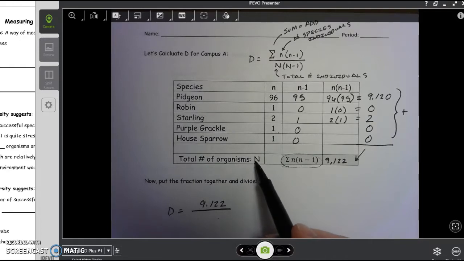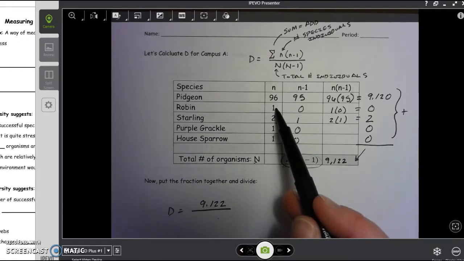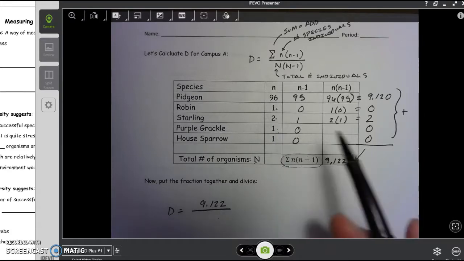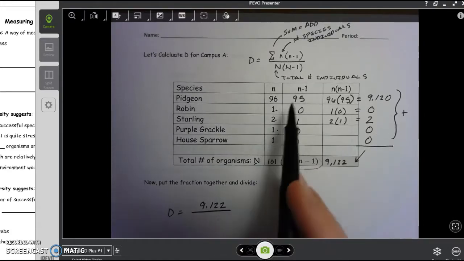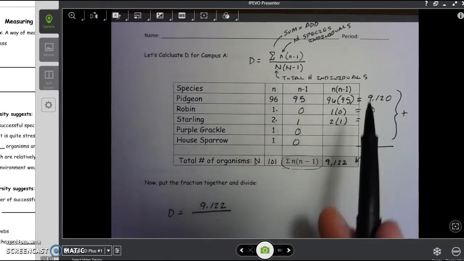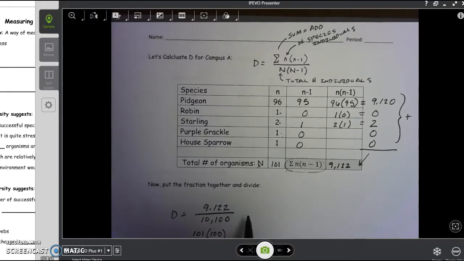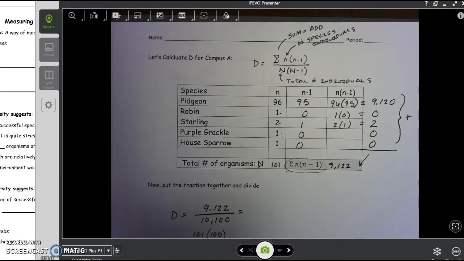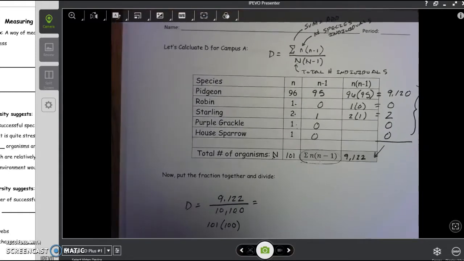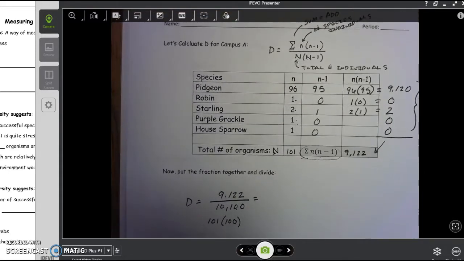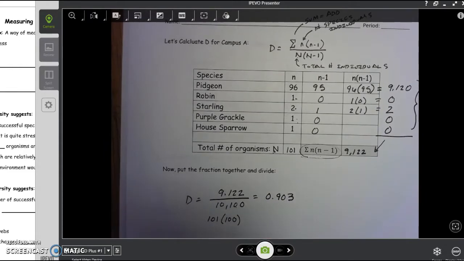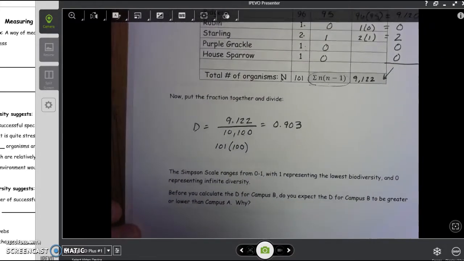To calculate the total number of organisms, we simply add them all up. So we have 97, 98, 99, 100, and it's 101. And so what goes in the bottom is n times n minus 1. And so our n is 101 times 100, which equals 10,100. And then we simply divide it. And this is going to give us 0.903.